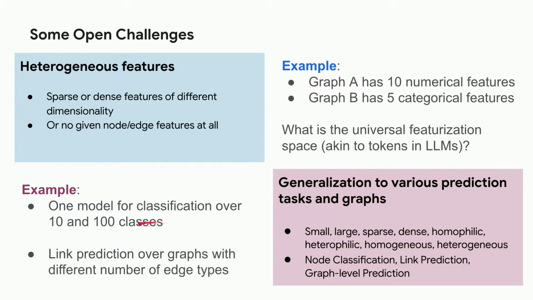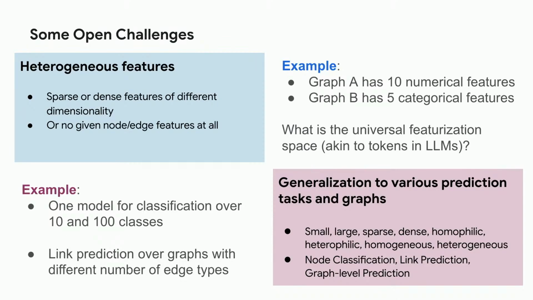And then, okay, if I solve the problem and I can generalize from 10 to 100 classes, can this model then do link prediction? And link prediction can be considered, say, as a classification over the entire set of nodes that you have. Is it actually possible to do within the same model? So those are pretty interesting challenges.